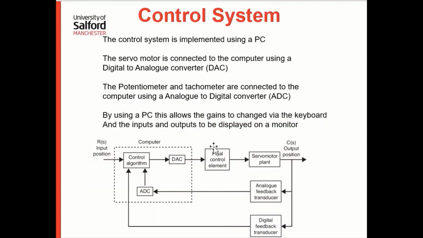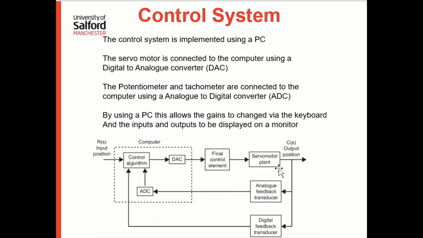The control system, we're using a personal computer to do the control. So this is a PC here. We've got a digital to analog converter, which converts a digital signal to analog, which sends an output to the servo motor. That's a plus or minus 15 volt signal going to the servo motor.